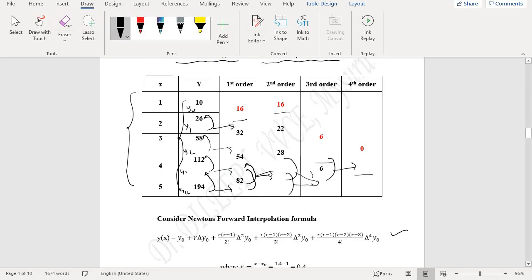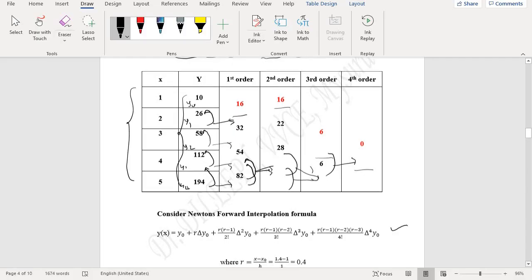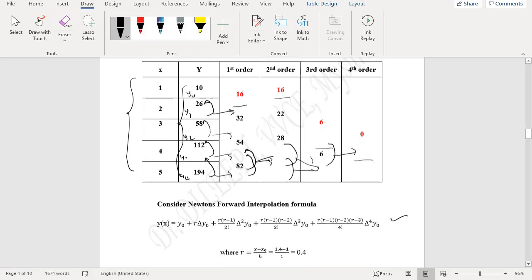Consider that formula. And we need to find out r. When we are using Newton's forward interpolation formula, the formula for r is x minus x naught by h. What is h? Step length. That is the difference between the consecutive values of x. What is the difference here? So the difference is 1. So step length is 1.